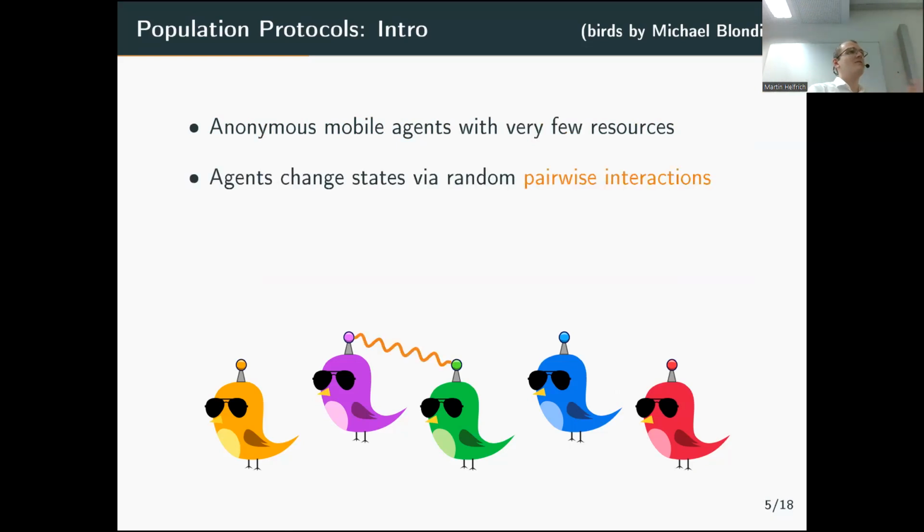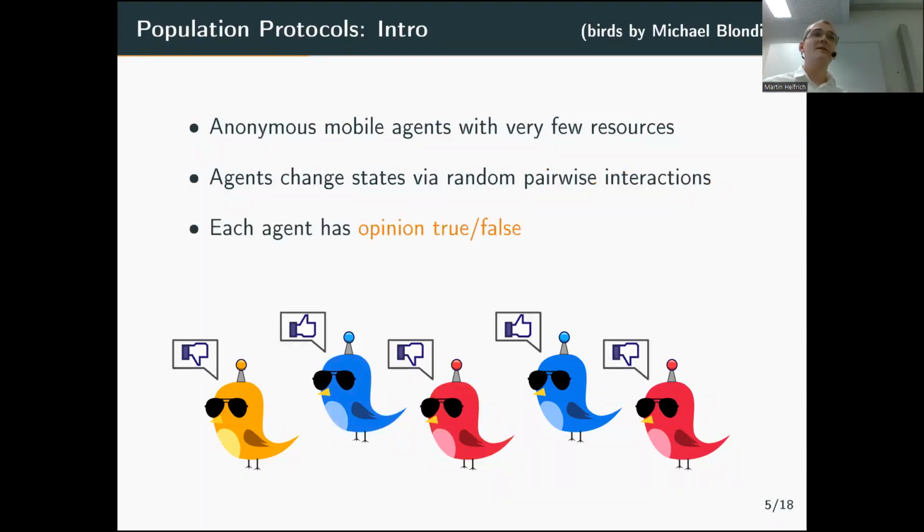Then when these birds fly around, they can come into contact with other birds, and then they interact in pairs, right? You can see this with this squiggly orange line. These 2 birds are interacting now, and that means they can change their state, visualized by this color change. Further, every agent has an opinion. This can be yes or no, true or false. And this opinion depends on their state.